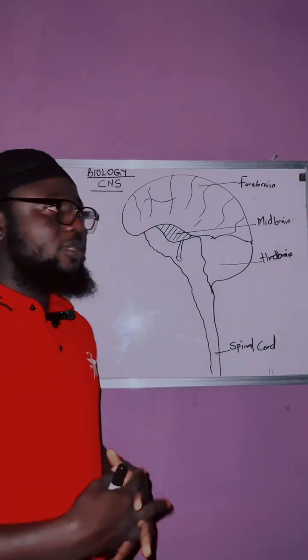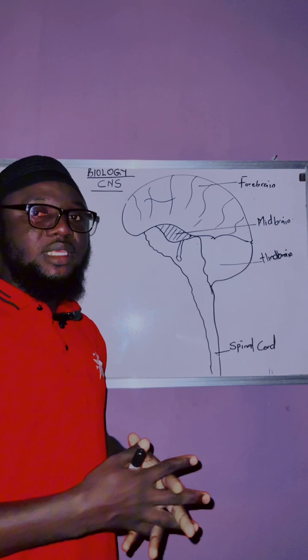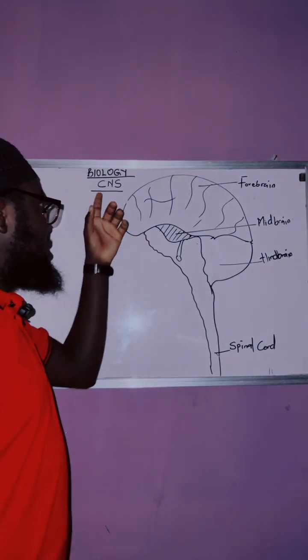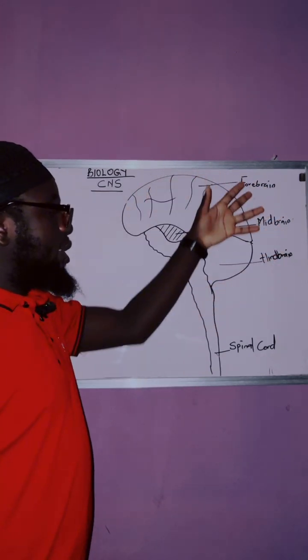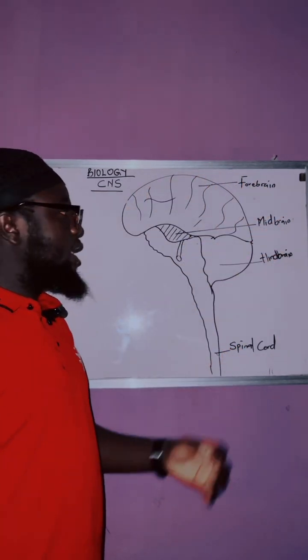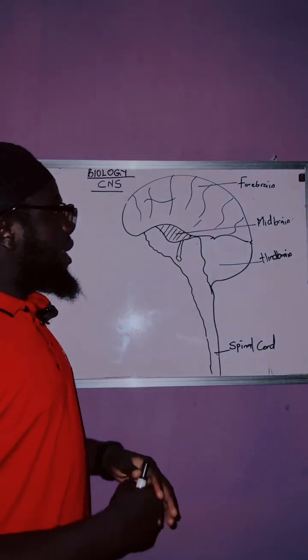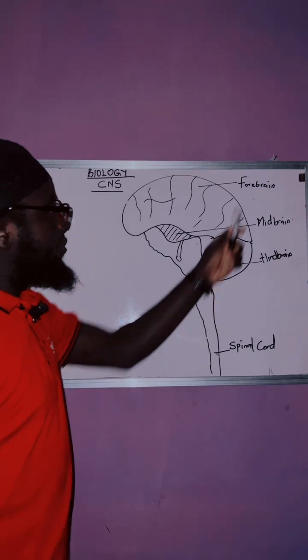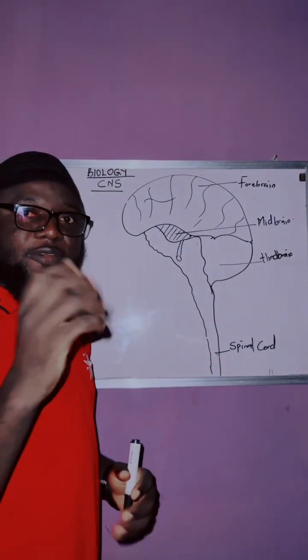In my last video I explained that the nervous system consists of the central nervous system and the peripheral nervous system, and that the central nervous system consists of the brain and the spinal cord. This structure you have seen consists of the brain and the spinal cord, and this is the forebrain. In the forebrain, we have major brain parts.